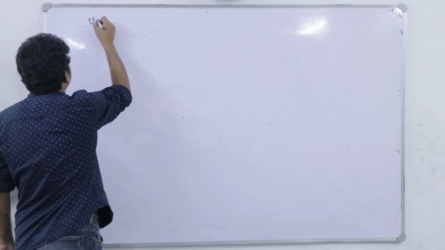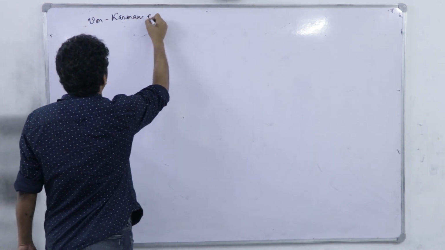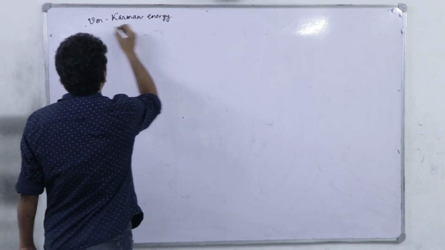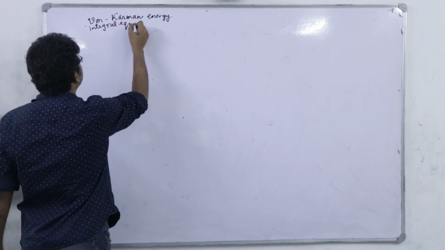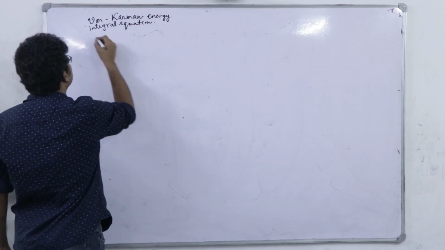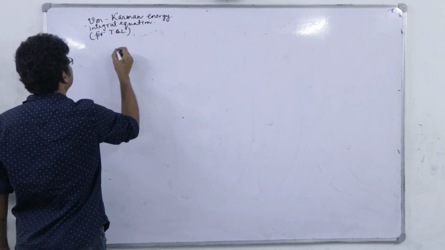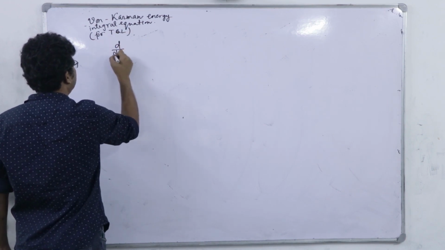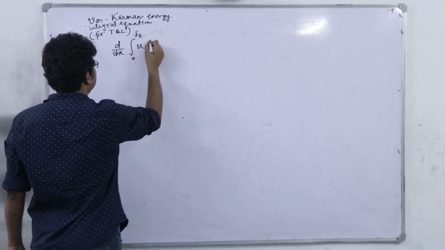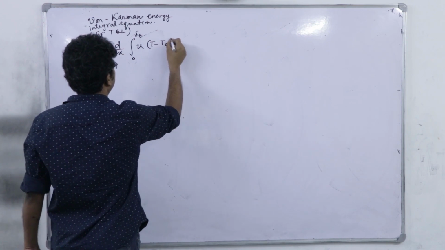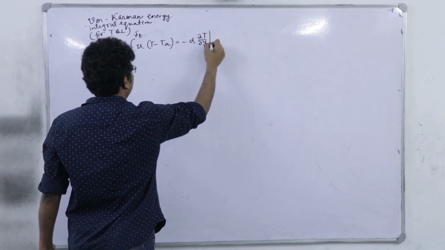So, the von Karman energy integral equation for thermal boundary layer. So, what is that? It states that d/dx of the integral from 0 to delta_t of u (T minus T infinity) dy equals minus alpha del T del y at y equal to 0.